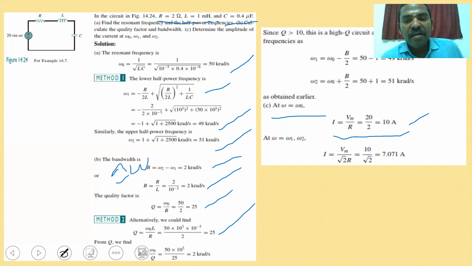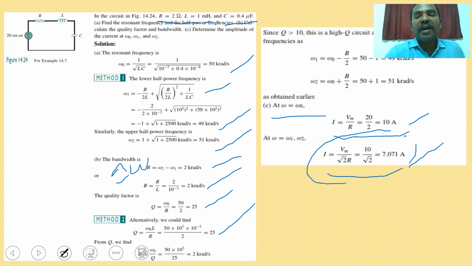Then for omega equal to omega 1 or omega 2, you can get the same answer only. So I is equal to Vm divided by root 2 into R. So 10 by root 2, you can get 7.071. Why are we getting this equation? Omega 1 and omega 2 are half power frequencies. So the half power condition means the current must be taken as Vm divided by root 2 times R. Under that condition, you can get 7.07 amperes.